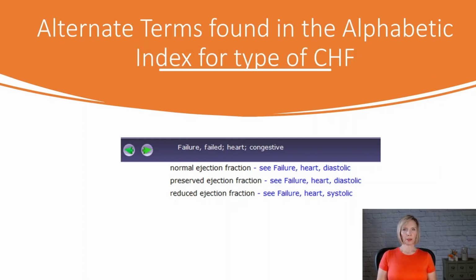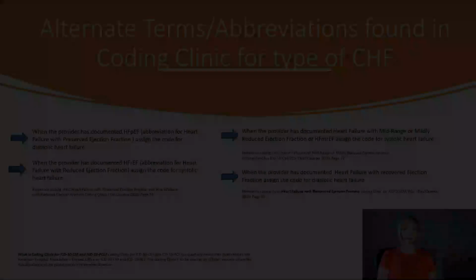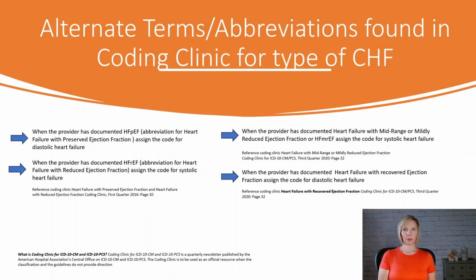When reviewing the record for the type of CHF, you may come across some alternate terms documented, like heart failure with normal ejection fraction or heart failure with preserved ejection fraction, which are both coded as diastolic heart failure, or heart failure with reduced ejection fraction, which is coded as systolic heart failure. Each of these terms is found in the alphabetic index and directs the coder to the appropriate CHF code when referenced. Additionally, Coding Clinic has provided clarification on alternate terms and abbreviations.